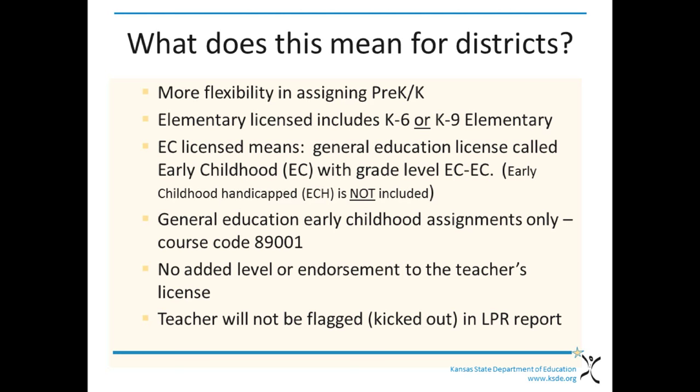It does not include the older endorsement early childhood handicap because we're talking about general education, early childhood or pre-kindergarten assignments. For those of you familiar with the course codes and the LPR guide, we're talking about course code 89001. Remember, there's really only two course code choices for early childhood. One is a Gen Ed early childhood code, which is this one, and then there's a generic code for early childhood special ed. This does not affect the teacher's license. We're not going to add anything to their license. It just simply means that that teacher will not be flagged or kicked out in the LPR report.